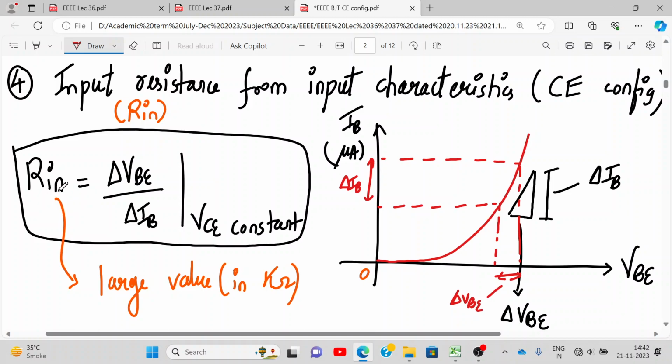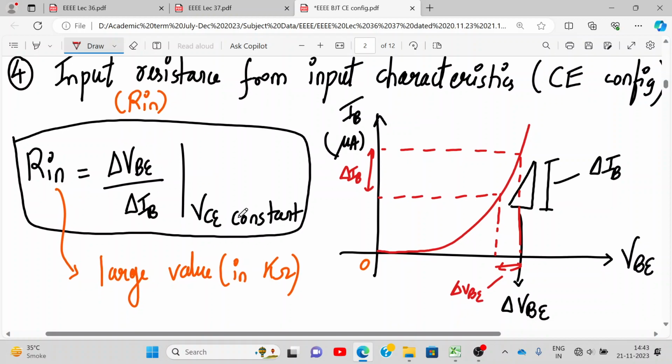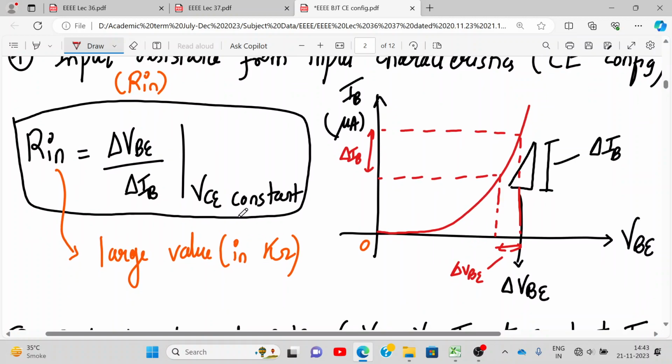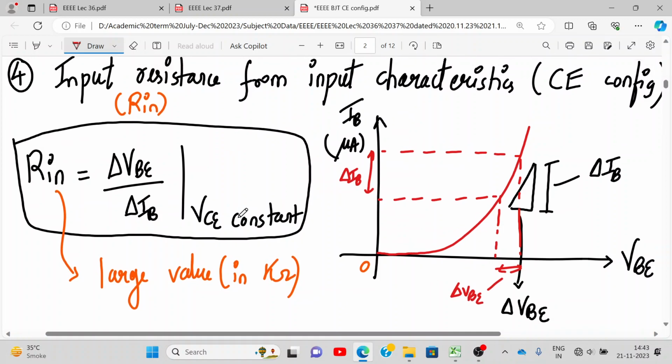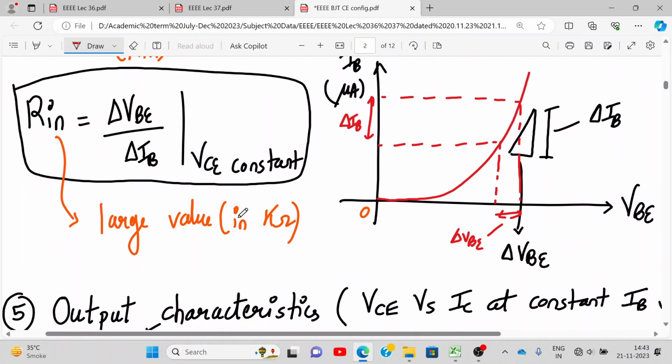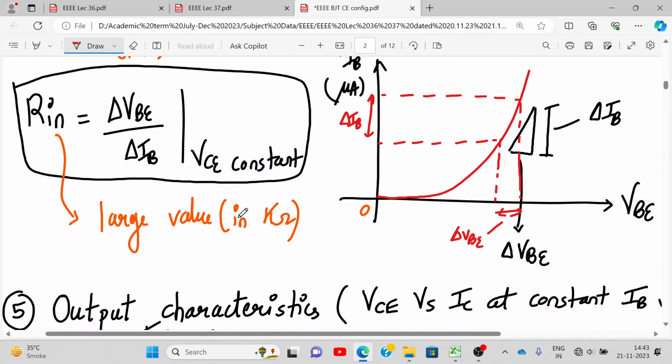So where you have drawn the input characteristics, now just write the formula for Rn at VC constant. It is called the input resistance of BJT in common emitter configuration. It's delta VB upon delta IB. This is in the PDF as well. Rn is the parameter which can be measured from the input characteristics of BJT. All right? Can I go to the output characteristics?